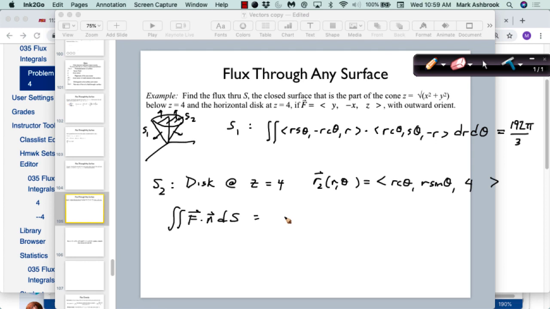Okay, and so we're going to write F in terms of the variables. y is r sine theta, negative x, and z. So that's my F, written in terms of our 2 variables r and theta. Dot n. What is n for outward orientation? 0, 0, 1. And then?